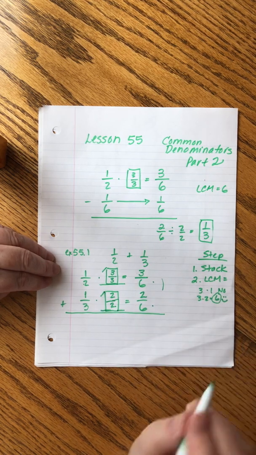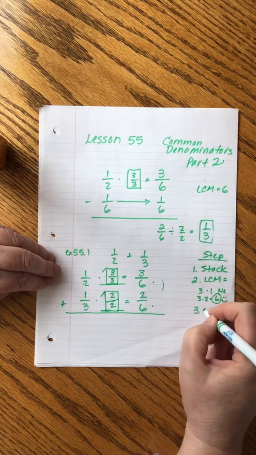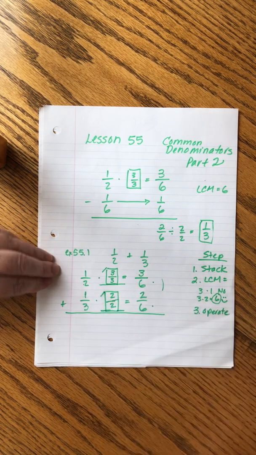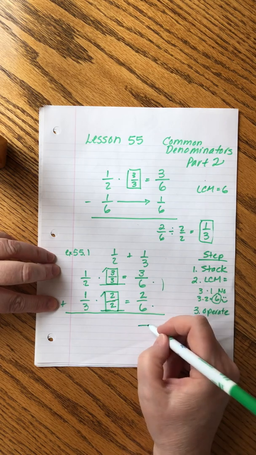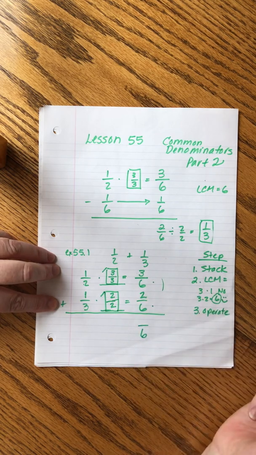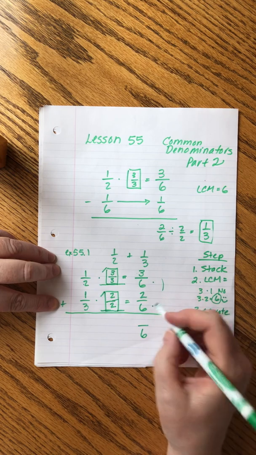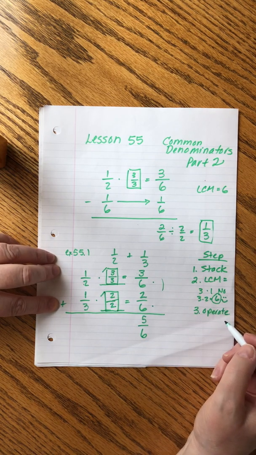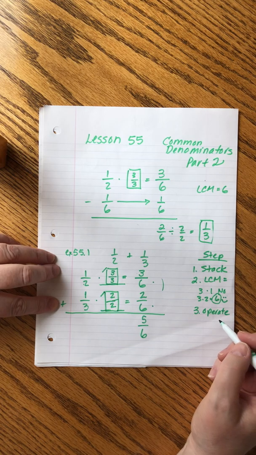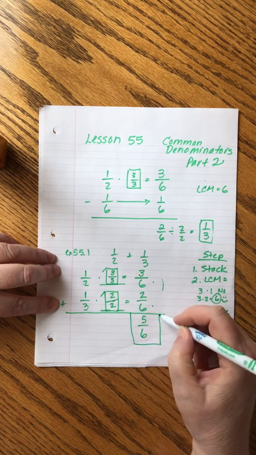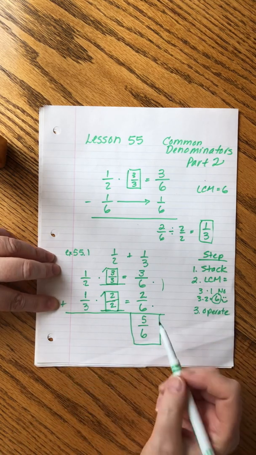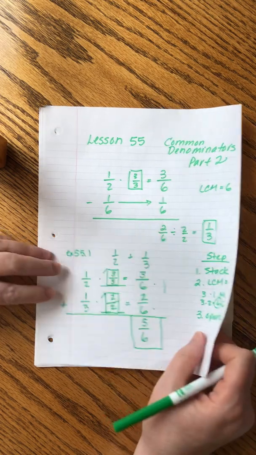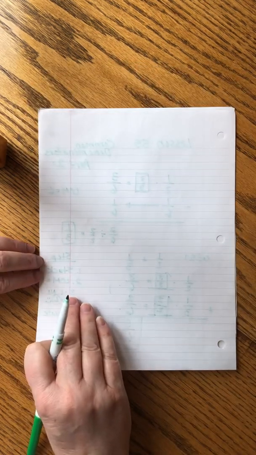We're ready to operate. And by operate, we mean add or subtract. And in this case, we're adding. Again, when we add, the denominator stays the same. Then we simply add the top pieces. 5 over 6 is our final answer. Okay? The trick is in finding your least common multiple. That's the hardest part of these problems, and that wasn't all that hard, was it?